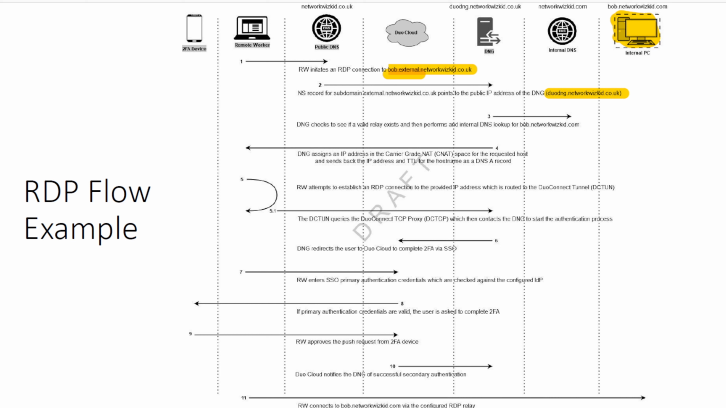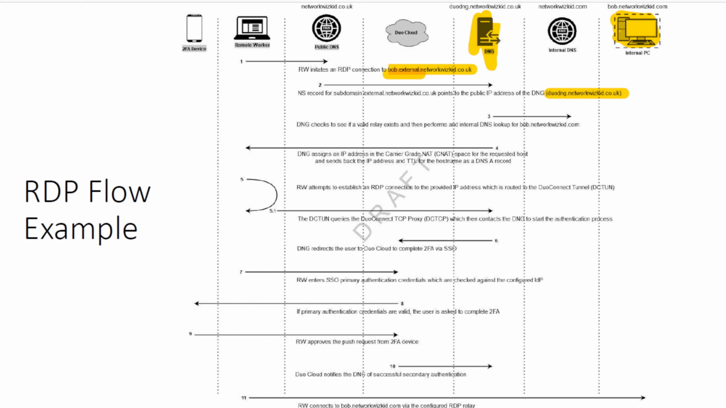Duo DNG.networkwizkid.co.uk. And by the way, these are slightly different to the examples I gave on the last slides, because this is a diagram that I did some time ago, but the principle still applies. What happens then is the DNG, which is here, so that's our DNG.